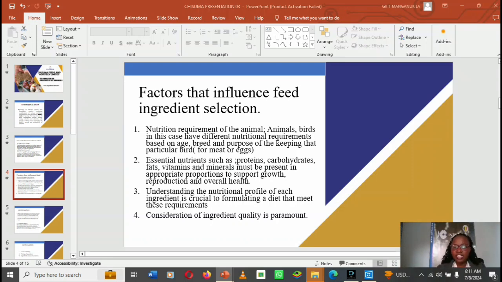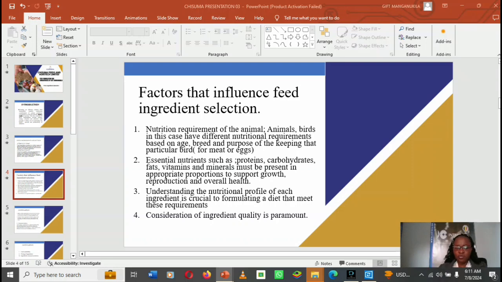Number 3, understanding the nutritional profile of each ingredient is crucial to formulate a diet that meets these requirements. So you need to understand. This is the same as what I'm just talking about. Take your ingredients for analysis so that you may be able to understand what each one contains, so that at least you can know what you're going to use it for.